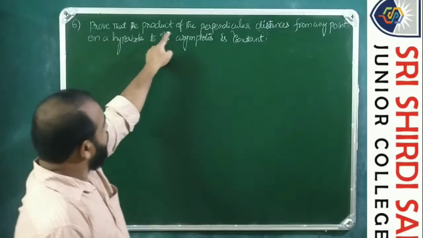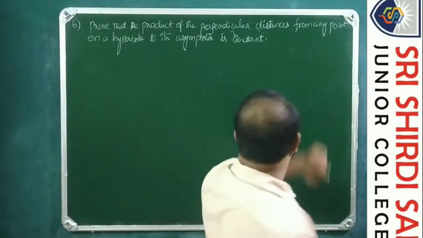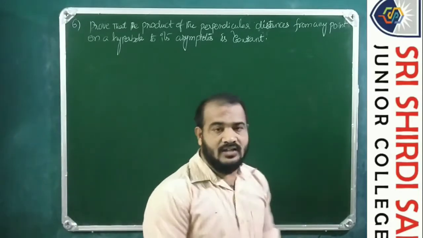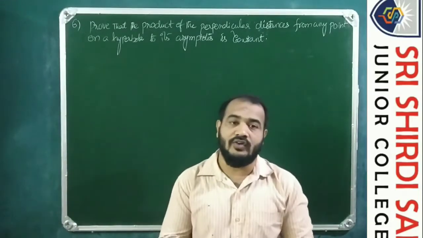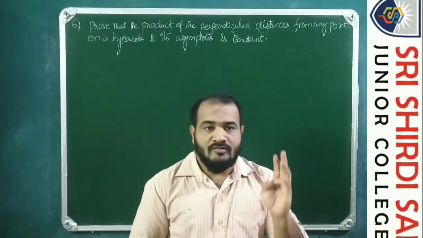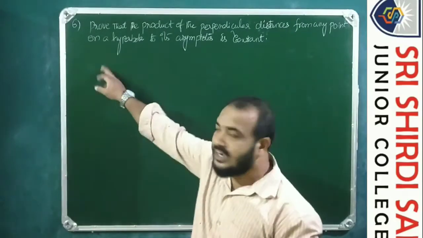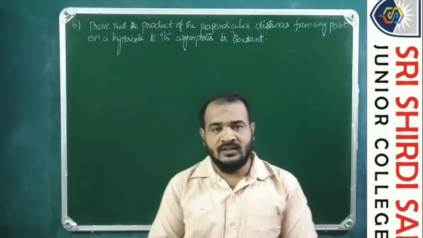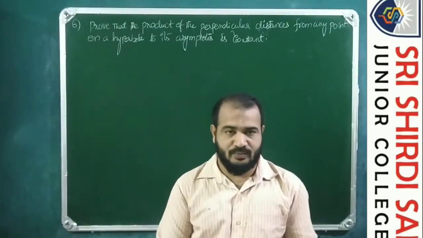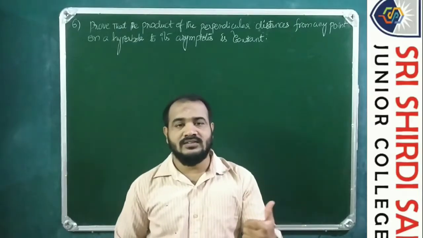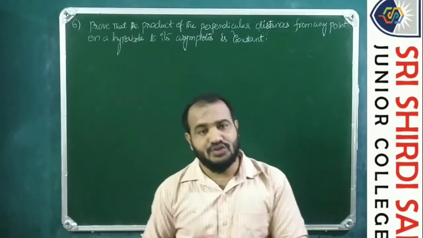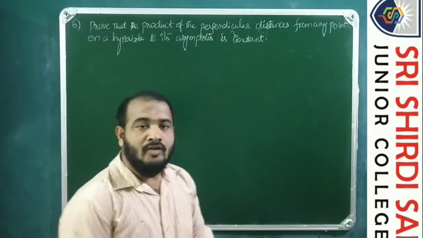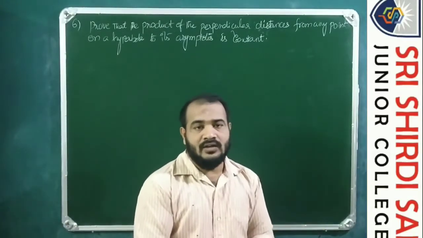Prove that the product of the perpendicular distances from any point on a hyperbola to its asymptotes is constant. So the same kind of problems we have done before also. This is the second Roman, sixth problem. The concept is the same in all respects, but that problem was in numerical values. We need to show that the product of the perpendicular distances is equal to a constant, that is, free from x and y.